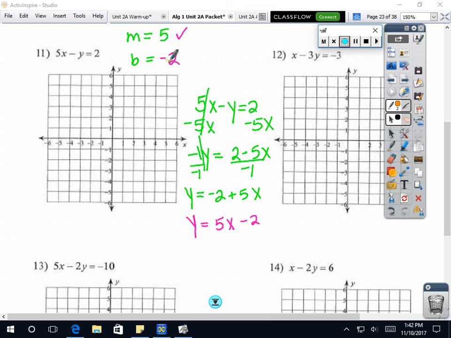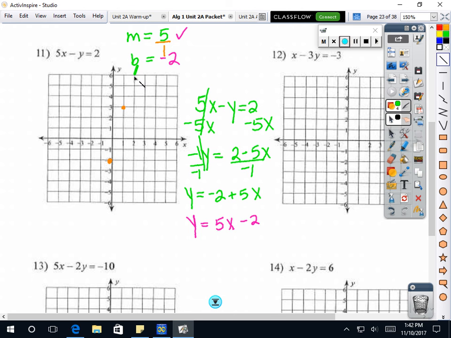So now I'm going to plot my y-intercept at negative 2. And then from there, if my slope is 5, that's like 5 over 1. So that means I go up 5 and right 1. And then I can't do that again. I also cannot do the opposite of down 5 and left 1. So I connect my points with a straight line.